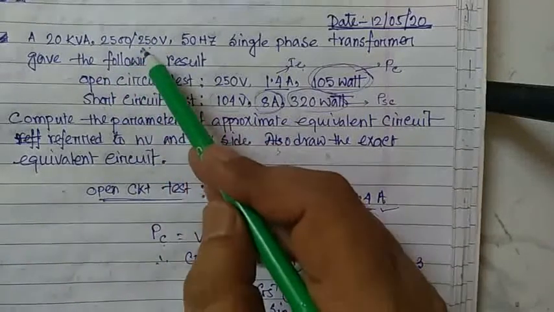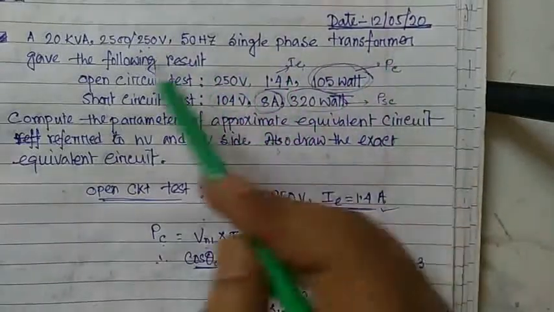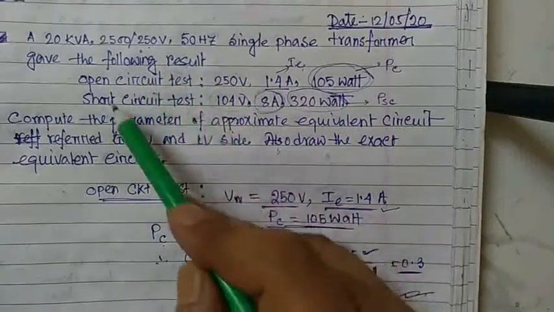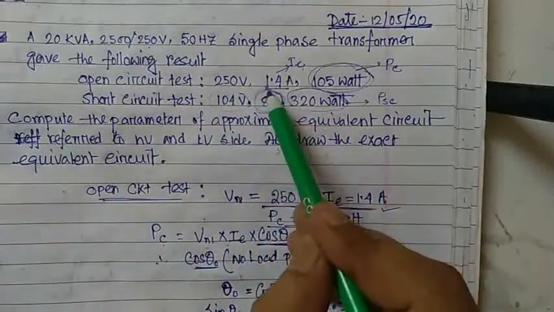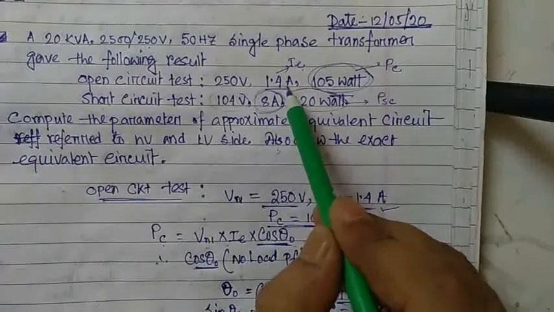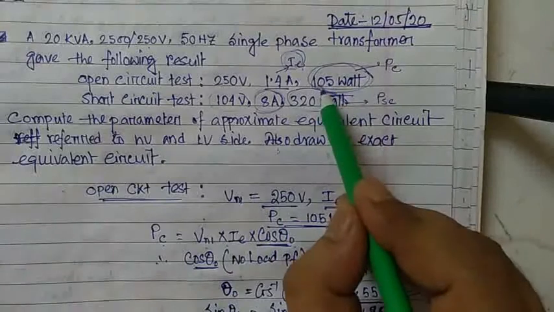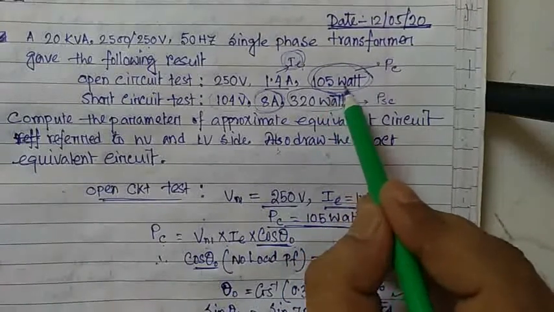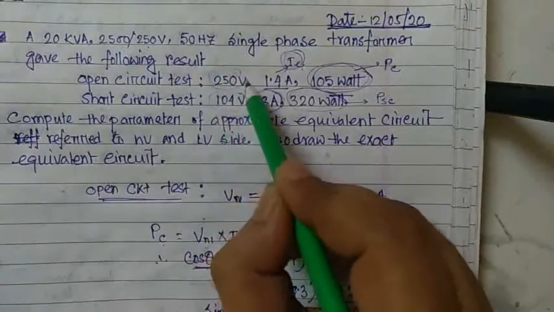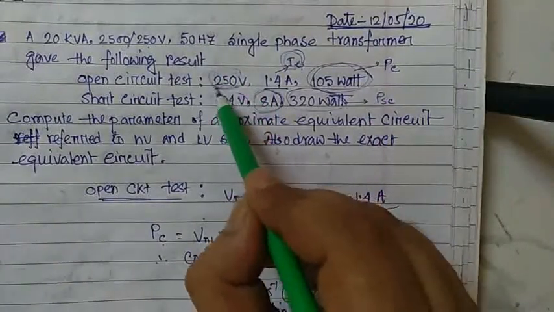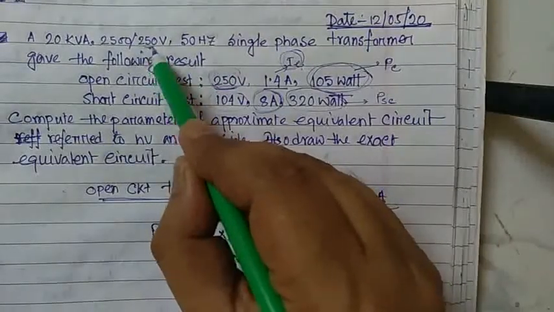Here the problem is a 220 kVA, 2500/250 volt, 50 Hz single phase transformer giving the following results. Open circuit test: 250 volt, 1.4 ampere, which is the exciting current, and 105 watt, which is the core loss. Here 250 is the rated voltage applied on the low voltage side. The low voltage side rated voltage is 250 volt.